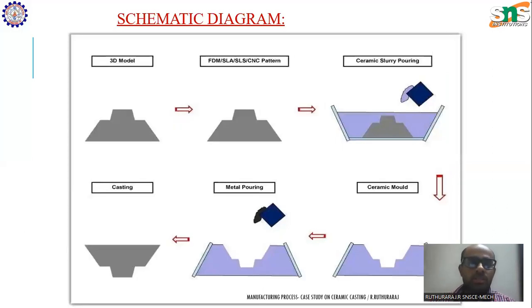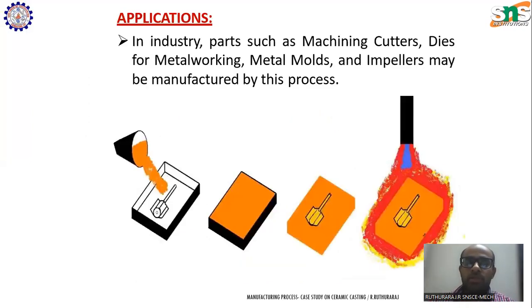The detailed process is displayed here. First, a three-dimensional model is prepared, maybe of plastic or wood. Then it is immersed in a ceramic slurry. Once it is immersed, the coating is done and then it is cured. Once the curing is done, the ceramic mold is removed from the pattern, and that mold is used to pour the molten metal inside. Once the molten metal is poured, you can get the required output object.